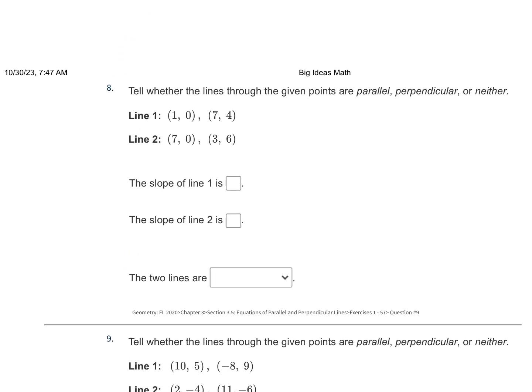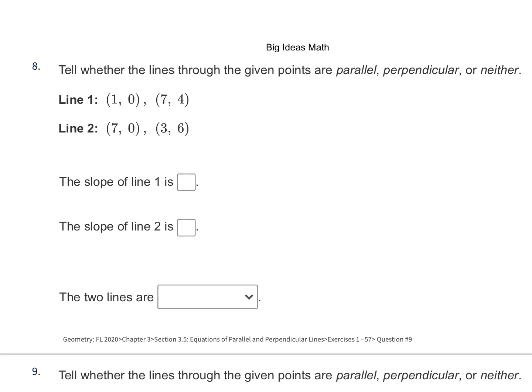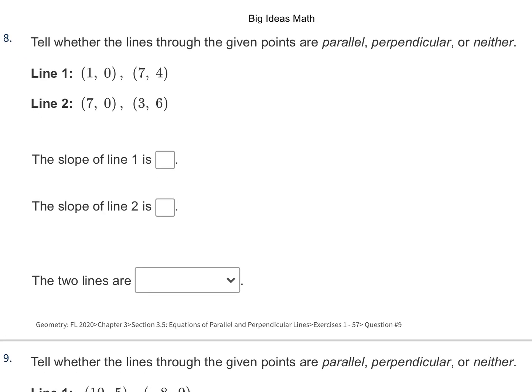All right, looking at number 8, you will see questions like this on the test. So please make sure you know how to solve this. For this question, you have to use the formula for slope. So if you don't know the slope formula, you have to make sure you know the slope formula for the test. Can anybody tell me what the slope formula is? y2 minus y1 over x2 minus x1. Perfect.